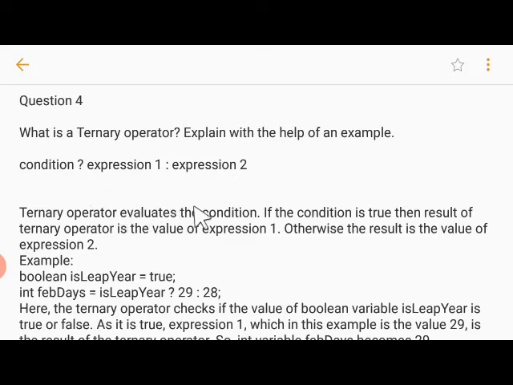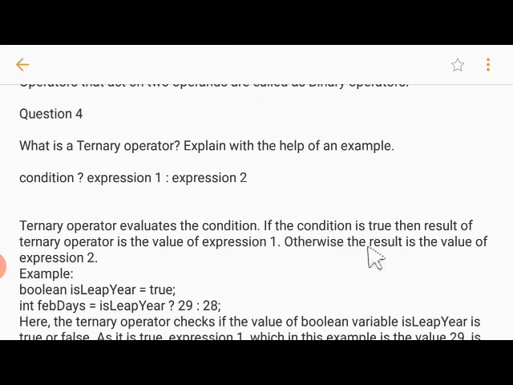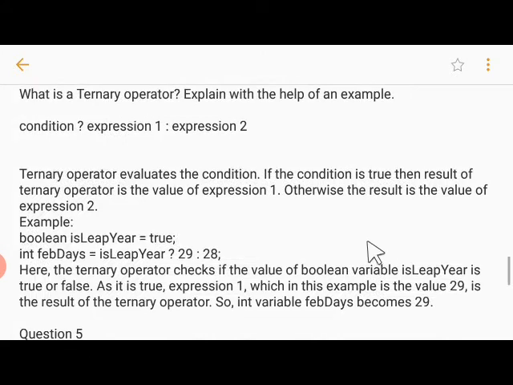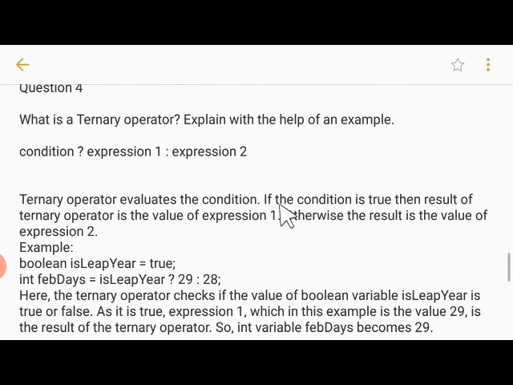So the ternary operator evaluates the condition. If the condition is true, then the result of the ternary operator is the value of expression 1. Otherwise the result is the value of expression 2. What does it mean? It means a condition is given, and because a condition is either true or false, if it is true, it will execute expression 1. If it is false, then expression 2 will be evaluated.